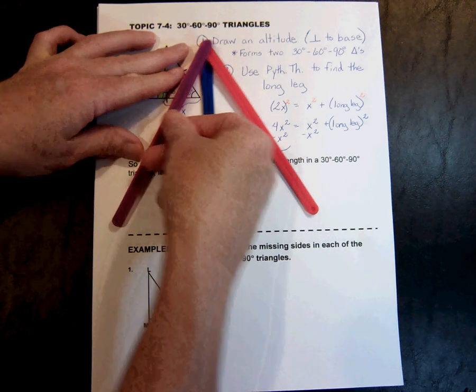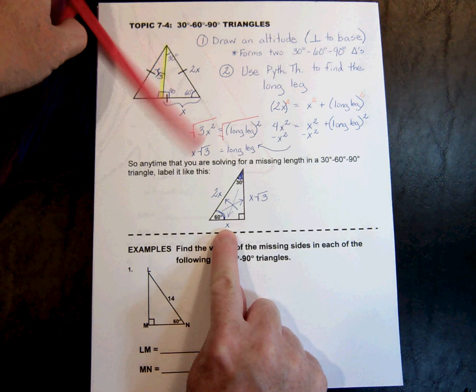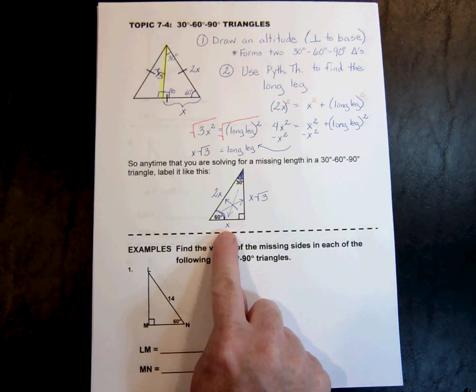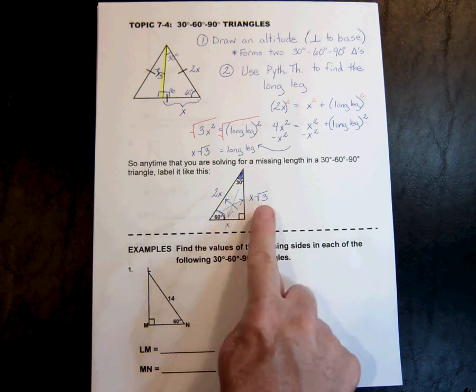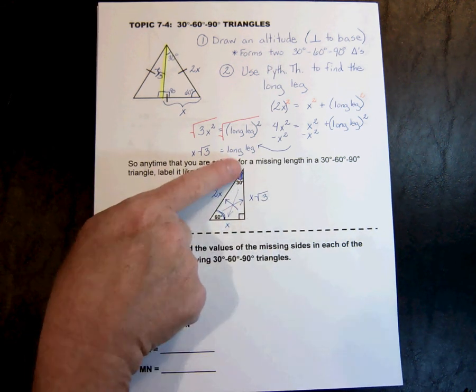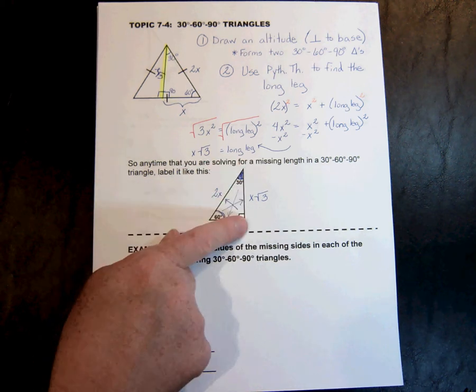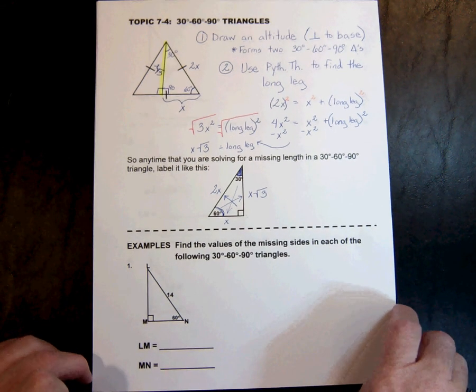So always your value across from your 30-degree angle is x, and across from your 90-degree angle, the hypotenuse, is 2x. You don't have to memorize this one. It's always given to you. The value of this length, the long leg length, is always x square root of 3. So being able to draw that each time, you can do these examples.